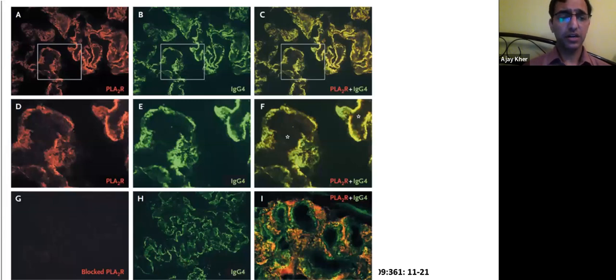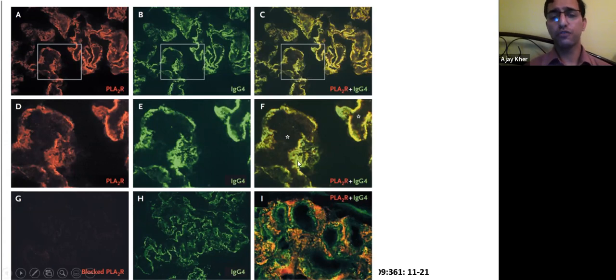Here they're showing you again IgG4 and PLA2R co-localization, which you've already seen with the nephrin. The red is PLA2R, the green is IgG4 deposits in the kidney biopsy with membranous. When you look at it at the confocal with PLA2R plus IgG4, you see these nice yellow lines confirming that this is due to PLA2R and IgG4 at the same location.